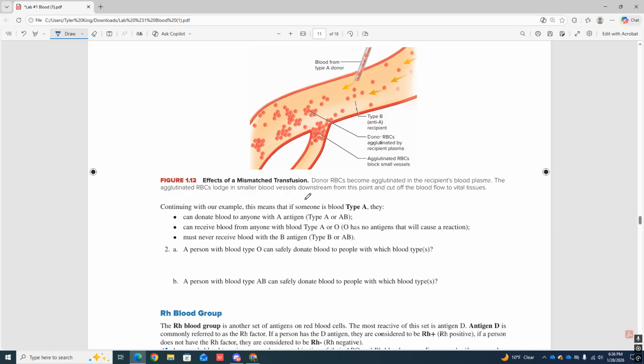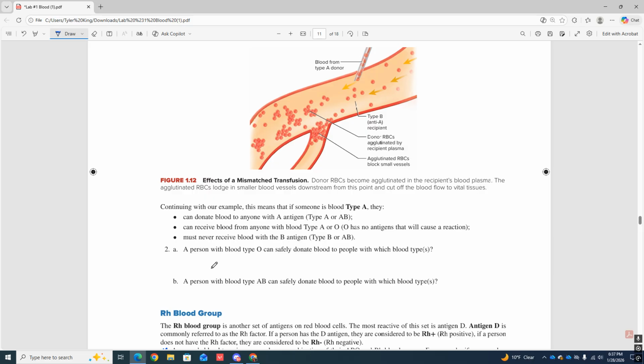Continuing with our example, this means that if someone is type A blood, they can donate to anyone with the type A antigen, so that would be A or AB. They can receive blood from anyone with type A or O. Remember, O has no antigens that will cause a reaction, so it's fine. But they must never receive blood from someone that has the B antigen, so that'd be a type B or type AB, okay?